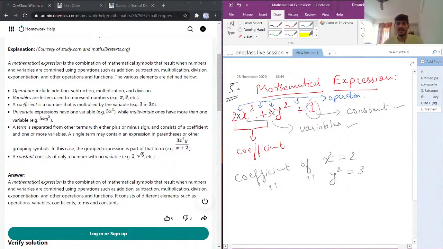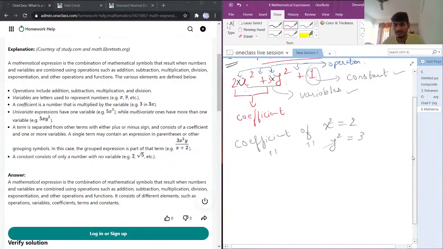Here it is also stated that a univariate expression has only one variable, and a multivariate has more than one. So this expression will belong to multivariable because we have x square and y square. We have two variables in this expression. Sorry, pardon my mistake.